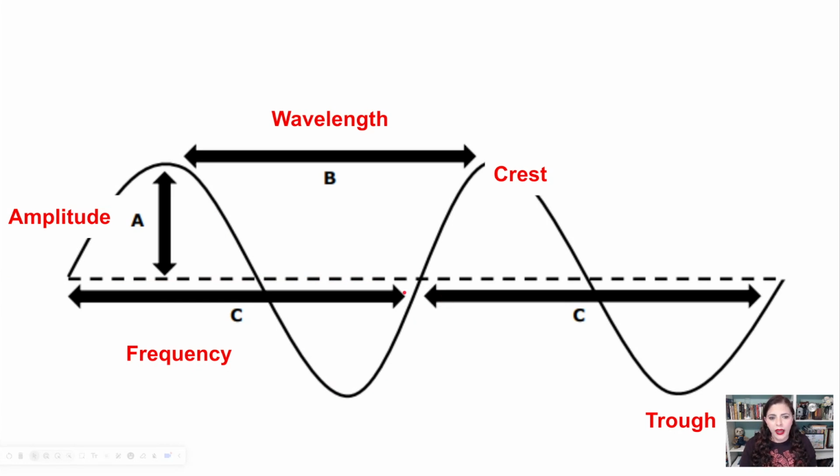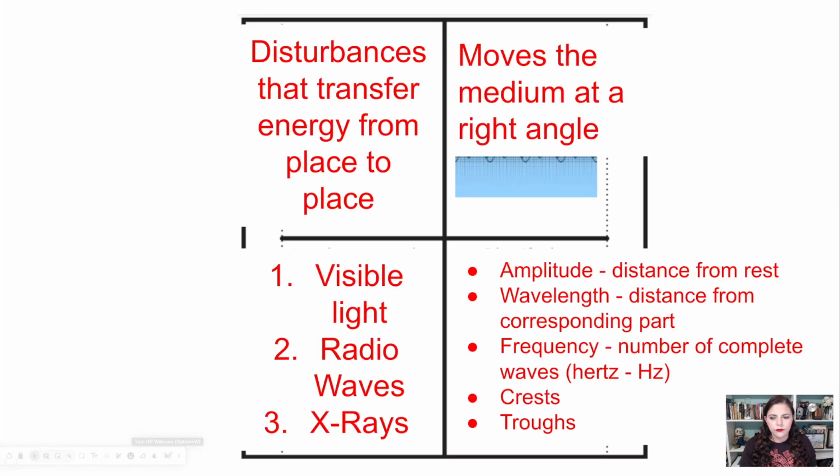So if we go back here, we have amplitude, which is the distance from the rest, from the origin. The wavelength is the distance from the corresponding part, so like crest to crest or trough to trough. The frequency is the number of complete waves, and we measure this in hertz. You may have heard of hertz before, right? That's the unit that we use. And then we talked about crests are at the very top, and troughs are down at the bottom.